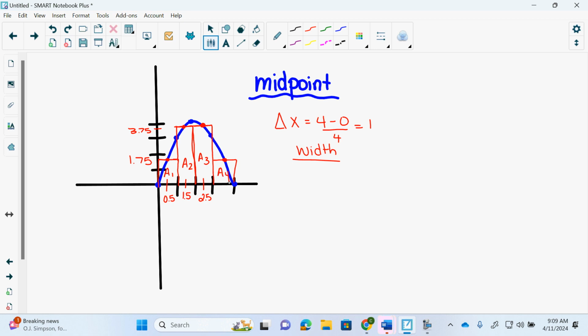Now, because this is symmetrical, could I find the area of the first half and then times it by 2? Technically. So, the area under the curve of this one is 1.75 is my initial height, that middle point height, times my width, which did not change, which is 1, plus my next height, which is 3.75, times 1, plus my next height, midpoint height, which is 3.75, and 1, plus my last one, which is 1.75. What does it give me?